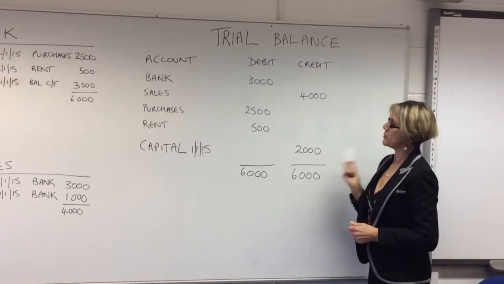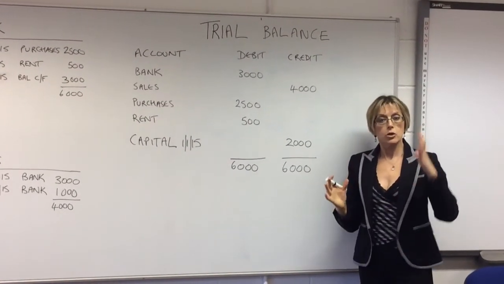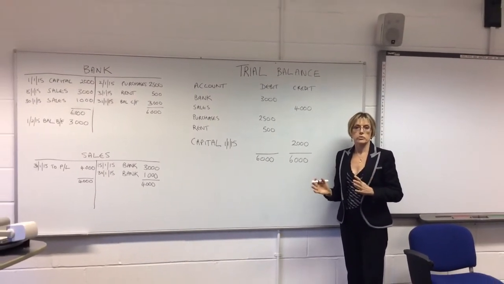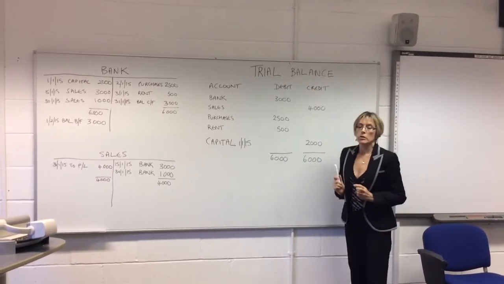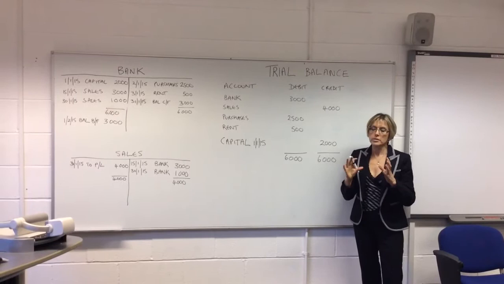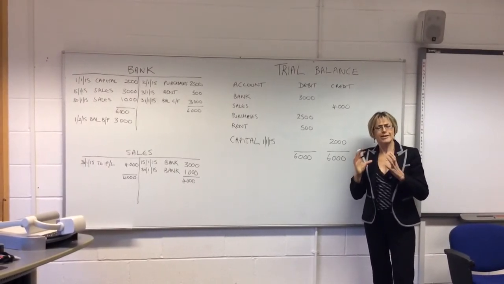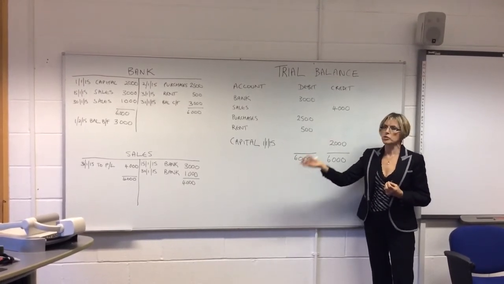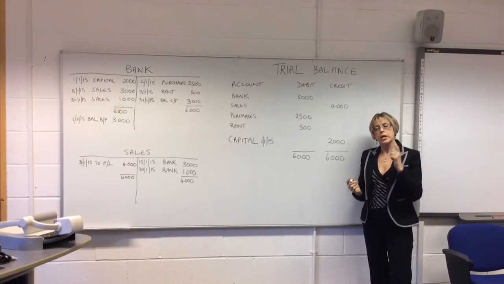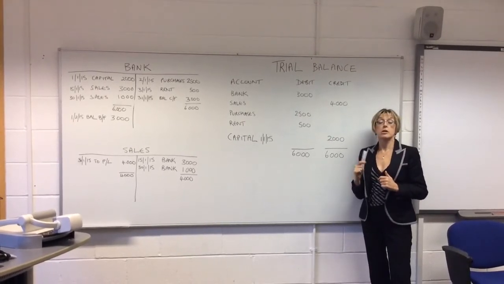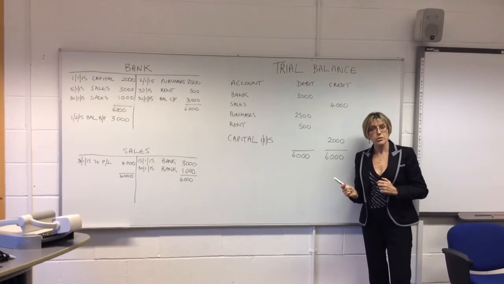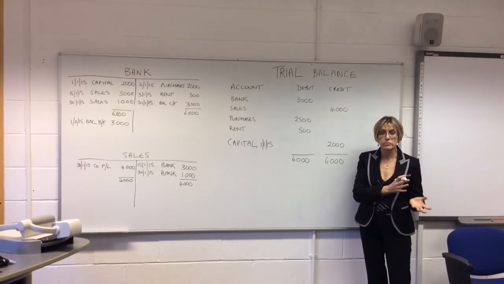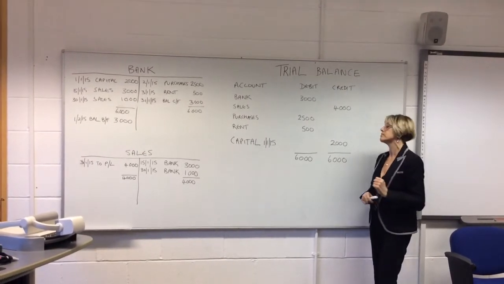Now, the trial balance is simply a list of all the debit balances and all the credit balances on your T accounts. And it's a check that your double entry bookkeeping is at least partly correct, because it means that for every debit there's a credit. So the total of your debits is equal to the total of your credits. Now that doesn't check that your debits and credits are actually in the right account. So it's only a check that for every debit amount there is a corresponding credit amount, but not that the debits and credits are actually in the right place.